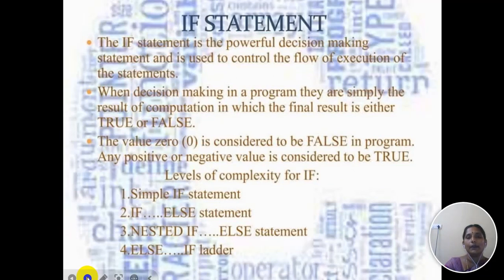For example, if the value is equal to the particular condition, then the body of the statements will be executed. The value of 0 is considered to be false. The value of some positive or negative number is considered to be true. The if condition consists of four subdivisions. One is the simple if statement, another is the if else statement, the third is the nested if else statement, and the fourth is the else if ladder.